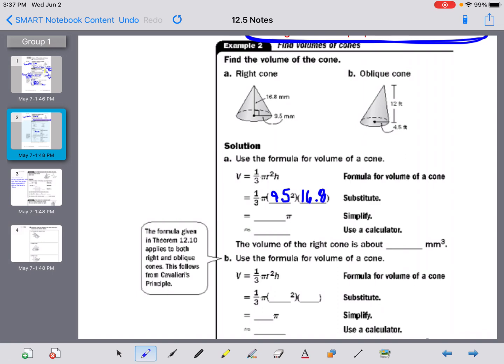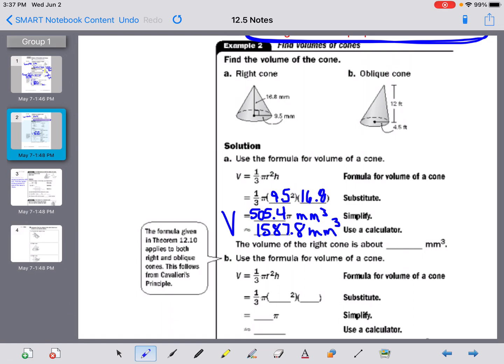We can do the math here, I guess. So we're going to do 9.5 squared. Make sure you do that first by order of operations. Then multiply by 16.8, and then divide by 3. And we get about 505.4 pi. I haven't used pi yet. And that's going to be millimeters cubed because I'm doing volume. That is my exact answer. Times pi itself will give me about 1,587.8 millimeters cubed.